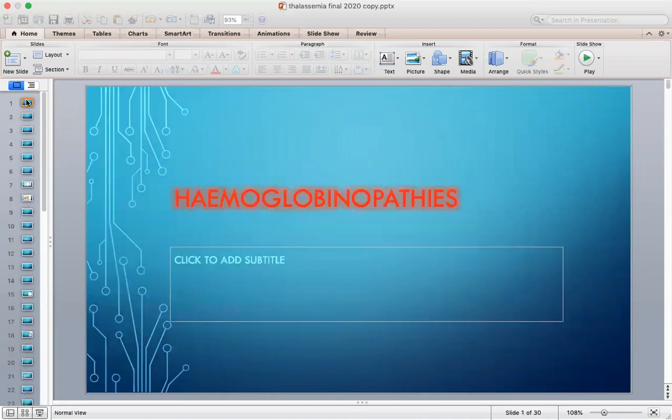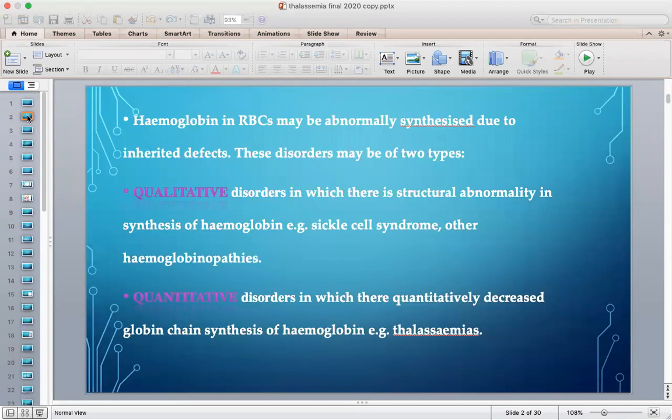صباح الخير. Our lecture today will be about the hemoglobinopathies. So, الهيموغلوبين in the RBC may be abnormally synthesized.